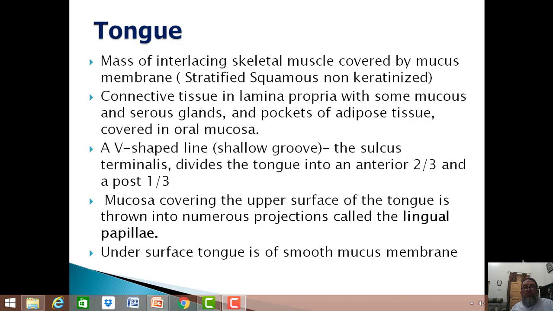A V-shaped shallow groove, the sulcus terminalis, divides the tongue into anterior two-thirds and posterior one-third. Anterior is two-thirds, whereas the posterior is one-third. Mucosa covering the upper surface of the tongue is thrown into numerous projections called the lingual papillae. The under surface is smooth mucous membrane having the frenulum and the openings of the sublingual and submandibular glands.